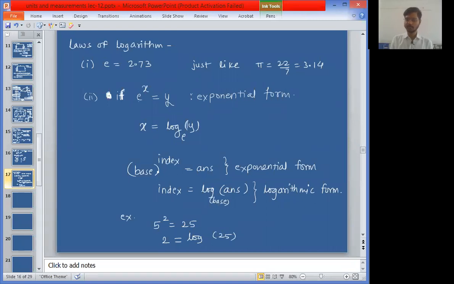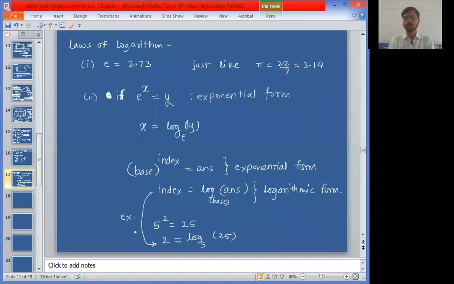आणि बेस काय आहे? बेस इथं 5 आहे. बेस काय लिहायचा आहे? 5. चेक करा. Tell me yes or no. Is this clear? This formula I have applied here. Is it clear to all of you? Reply in the chat box, clear and written, CW. Index is equal to log, answer is 25, base is 5.